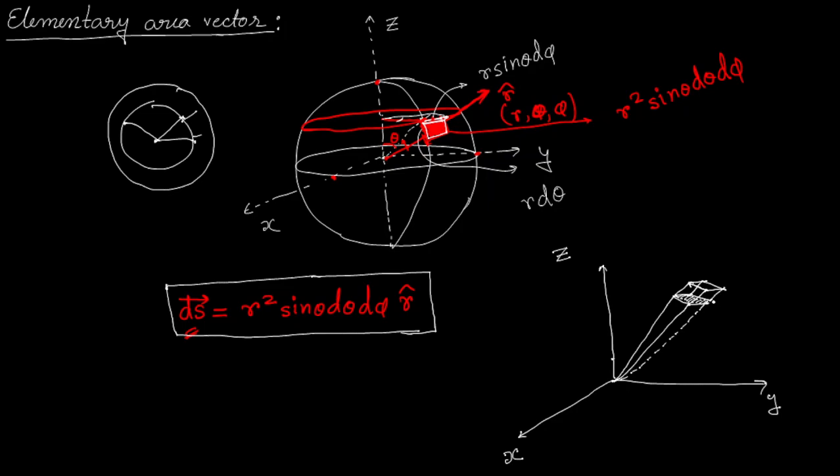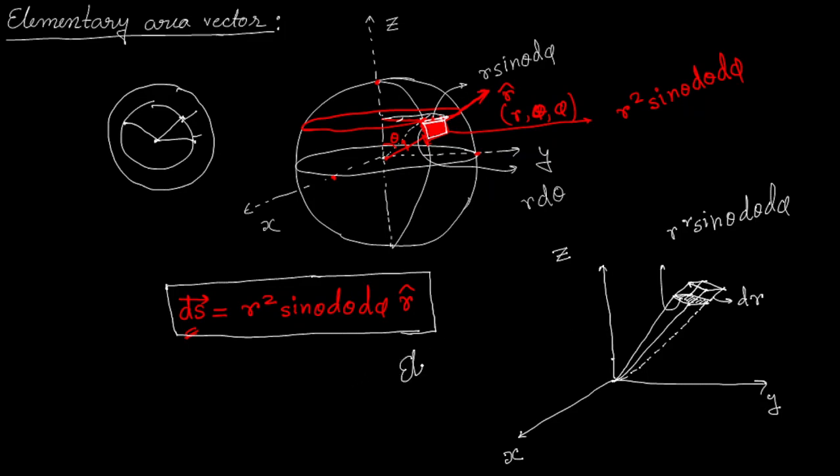So for that, we have increased the value of r by dr. So this length is dr. And what is the base area? The base area we have already written here: r square sine theta d theta d phi. So if we multiply this with dr, that will give the volume of this cuboid, and that will be the elementary volume in the spherical polar coordinate system.